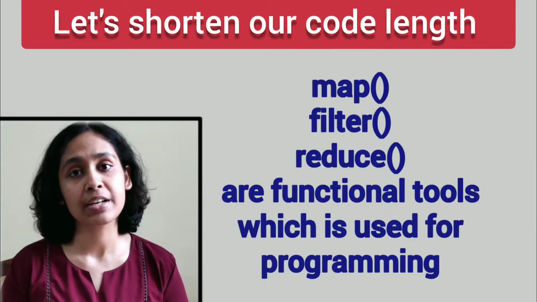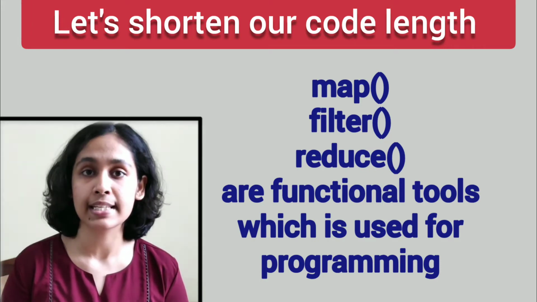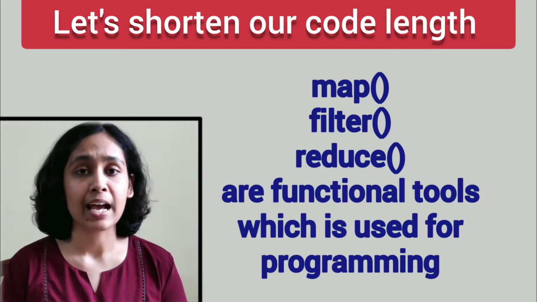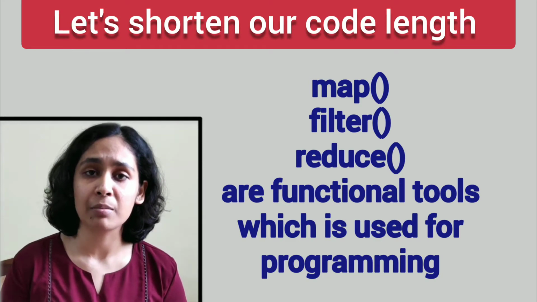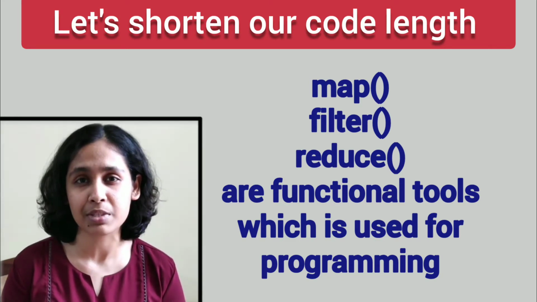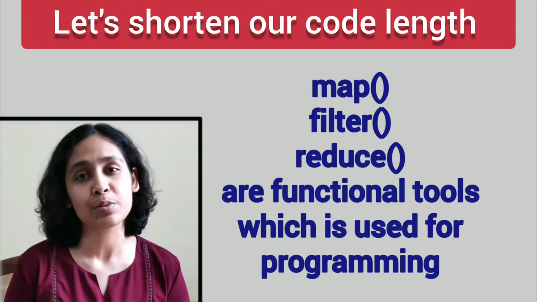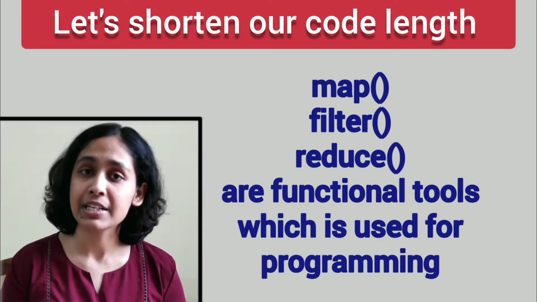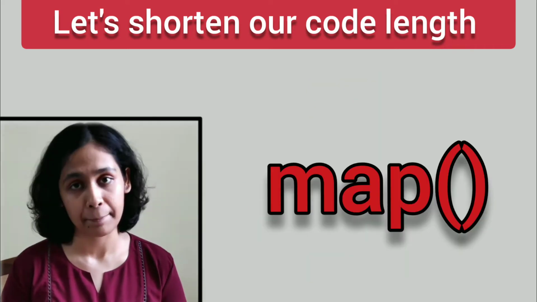Now map, filter and reduce are functional tools that are used for programming. They are basically used when you have cumbersome code and you can try and reduce the cumbersomeness of it. So that's when you use these functions. Now firstly we'll be starting off with map.